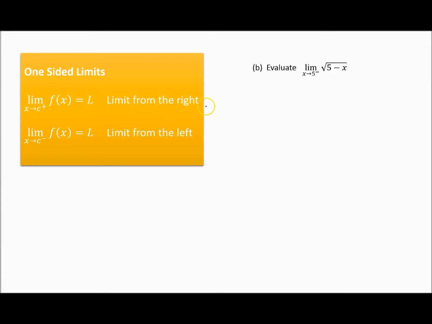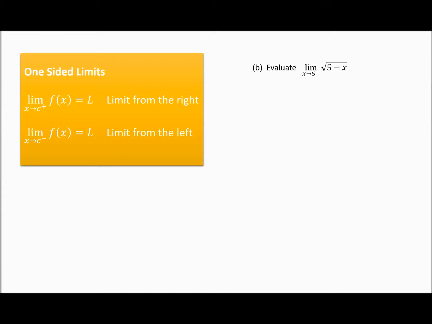Is a limit from the right, whereas the limit from the left is the limit as x goes to c with a negative exponent, and you read that the limit as x goes to c from the left of f of x equals L, and that's the limit from the left. Okay, so let's try one of these problems.